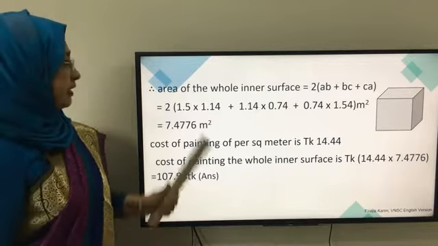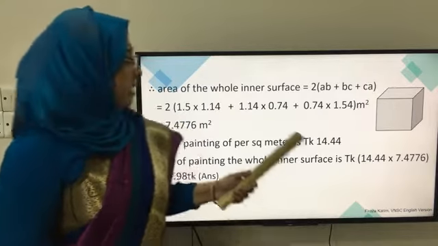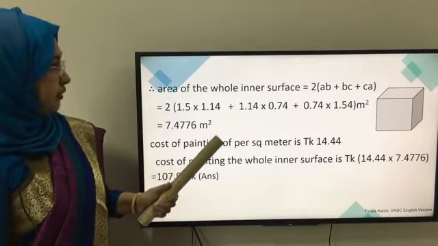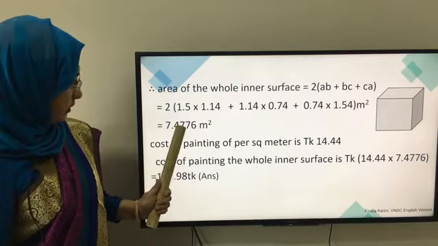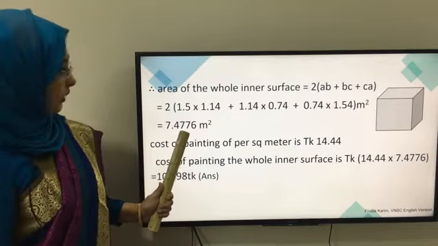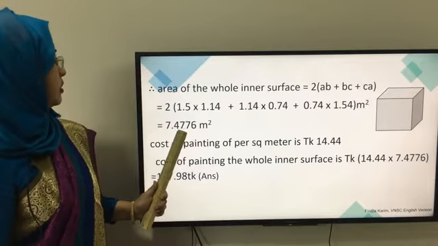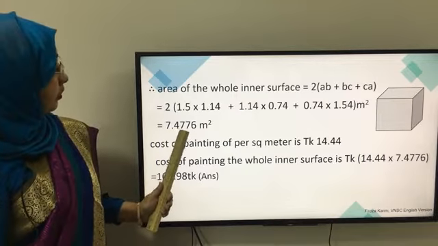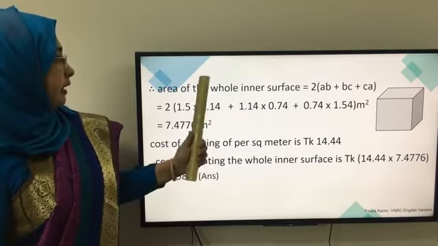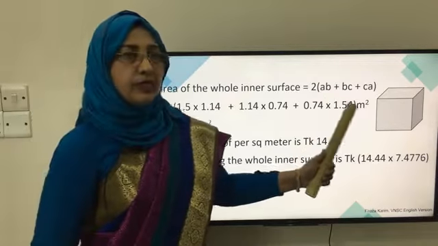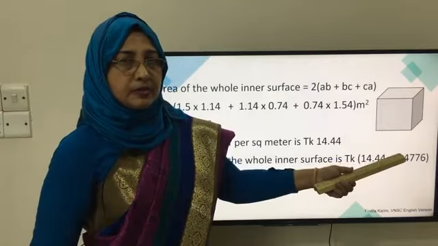Okay, forget it. It will waste our time. We don't have much time in our hands, so copy it from here. Okay, I know you can do it. So it will be 7.4776 square meter. This is the area of the whole inner surface of the box.